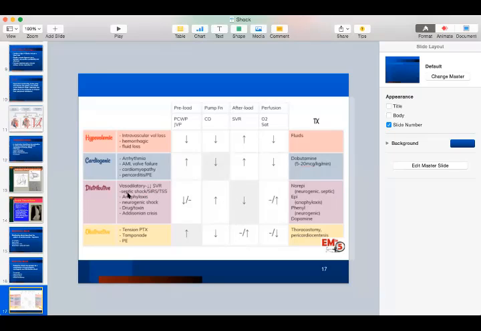Distributive, again, we have septic shock, SIRS, TSS, anaphylaxis, neurogenic shock, drug toxins can also cause it, and an Addisonian crisis. And for this, what do we give? Obviously norepinephrine for neurogenic and septic. Epinephrine can also be given for anaphylactic. Phenylephrine for neurogenic, and then dopamine as well.